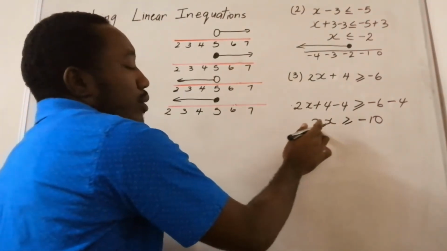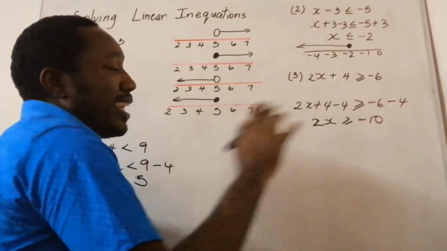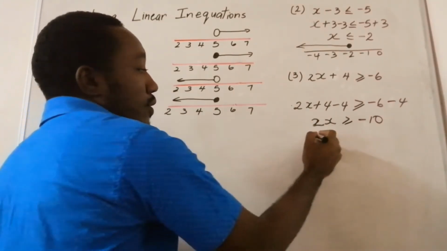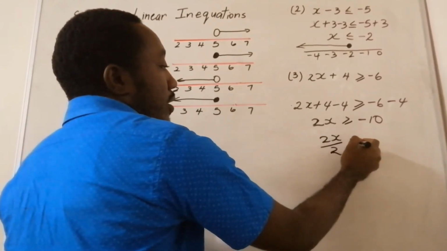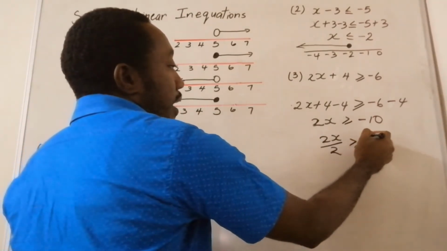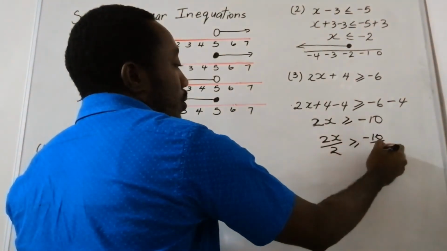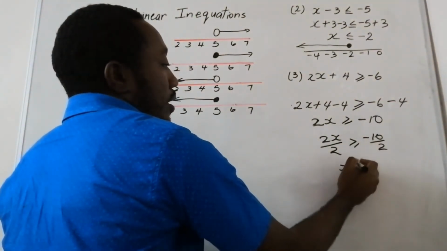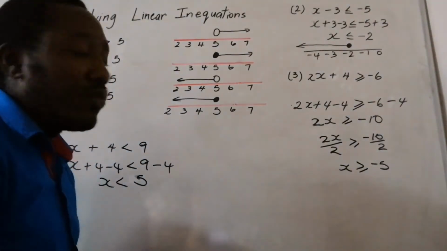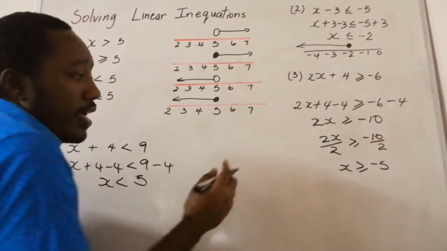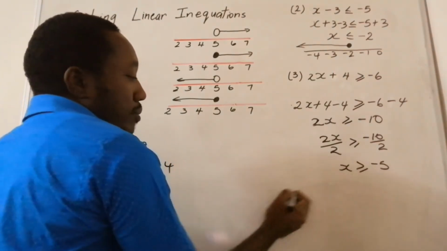So to get rid of our 2, since it's multiplying, we do the inverse of multiplication, which is division. 2x divided by 2 is more than or equal to minus 10 over 2. So x is more than or equal to minus 5. Now, how do we represent this on a graph? X is more than or equal to minus 5.